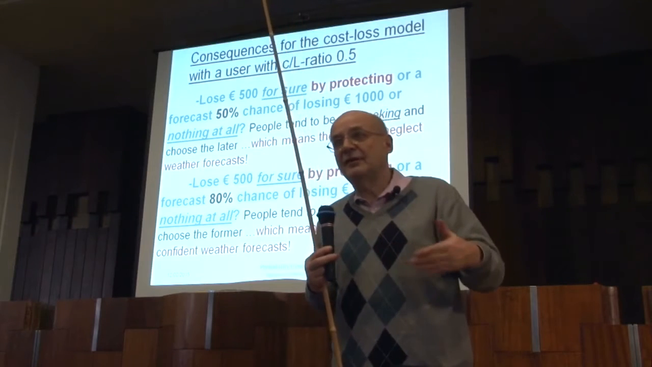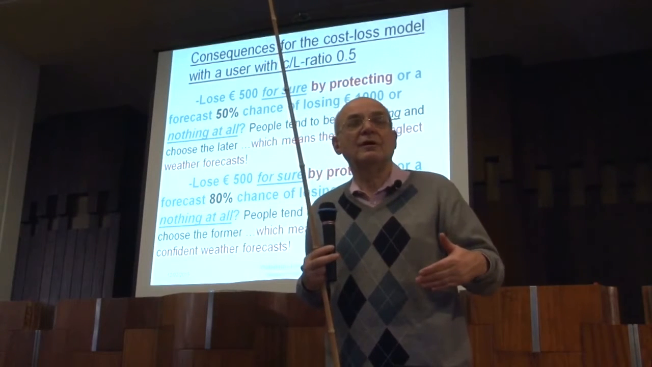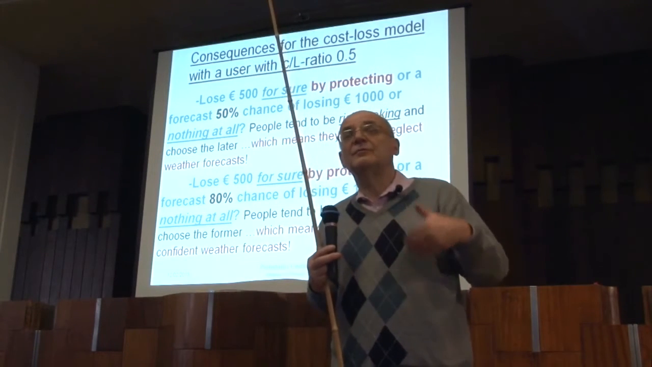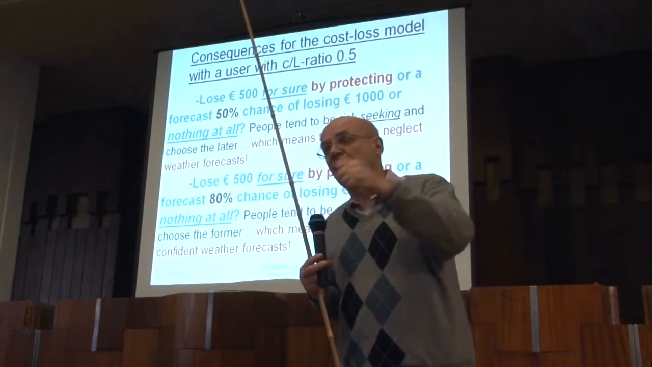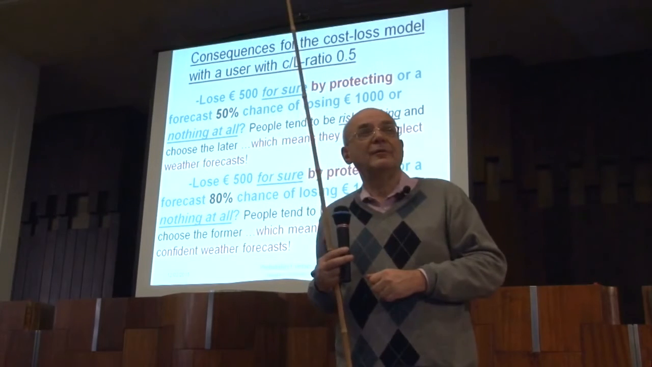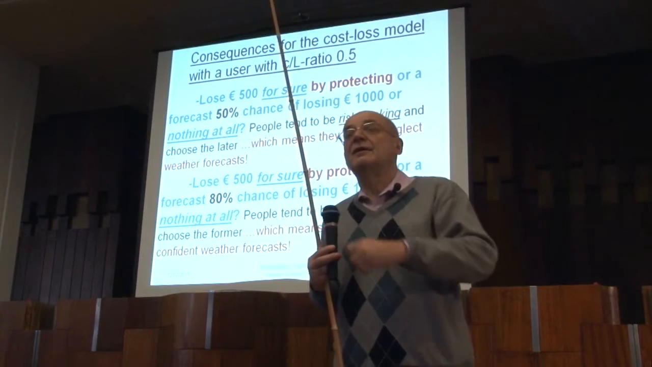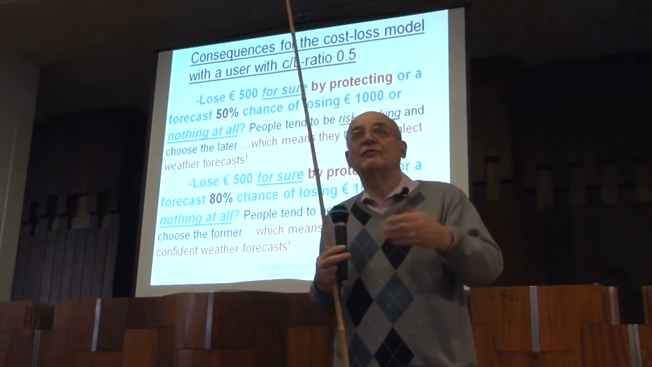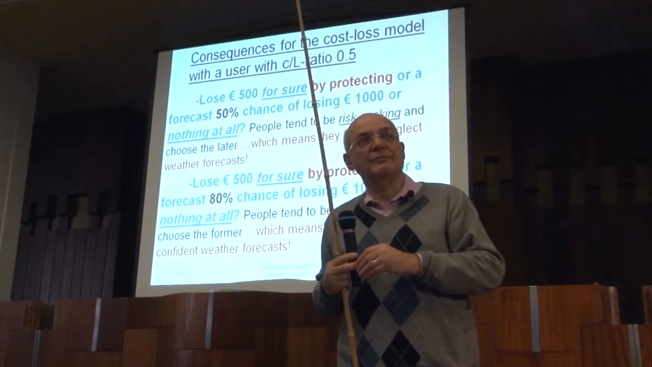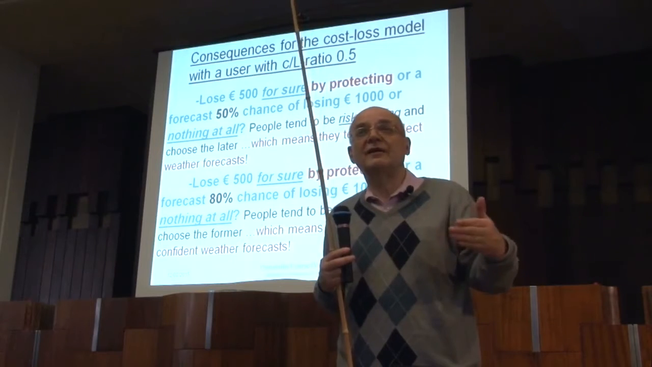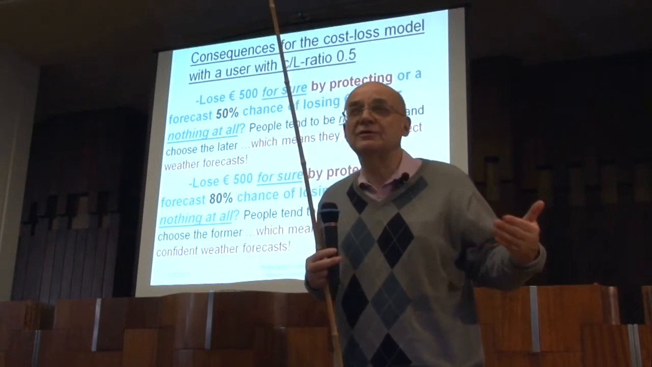But I think this has to be explored from Kahneman's model, what the consequences are for weather forecasting, which might explain some problems in making use of a probability forecast. People don't react as we think they should.